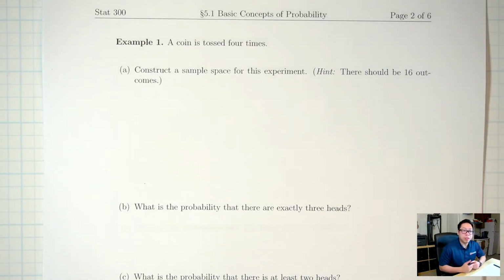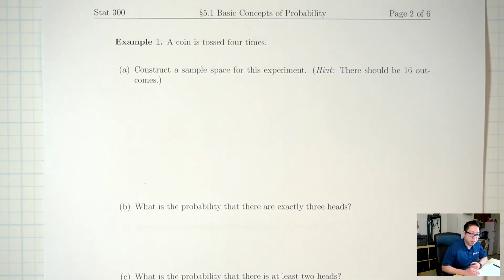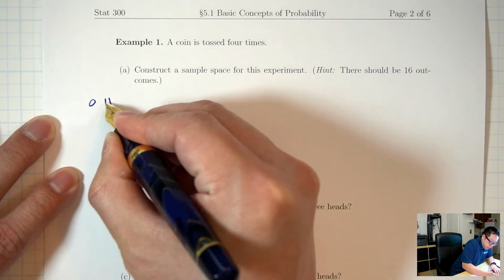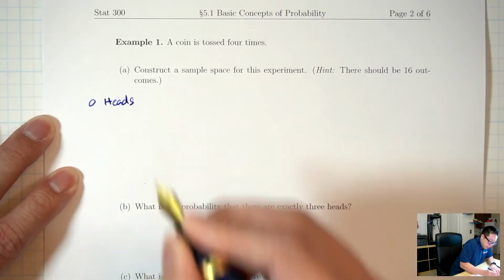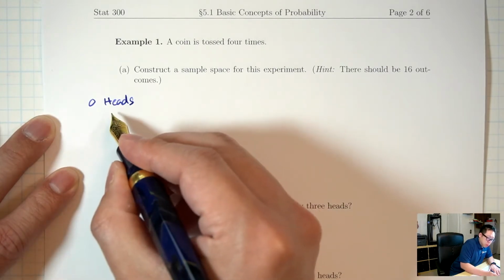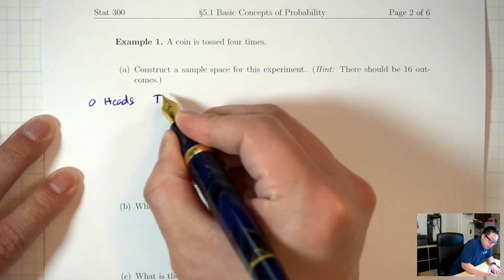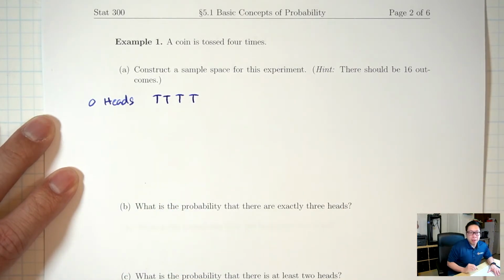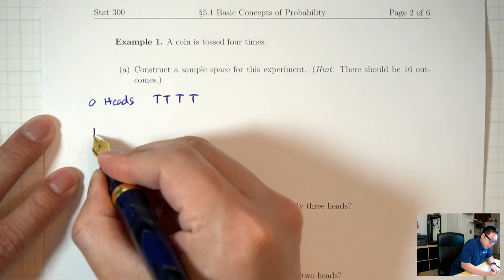So I think the best way to organize this is to think about how many heads you have. So what are all the possible ways you can get 0 heads? Well, there's only one way you can get 0 heads, right? If all of them are tails, right? So the only way you can get 0 heads is if it is tails, tails, tails, tails. Okay, I think that's all. So move on to the next one, which would be 1 head.